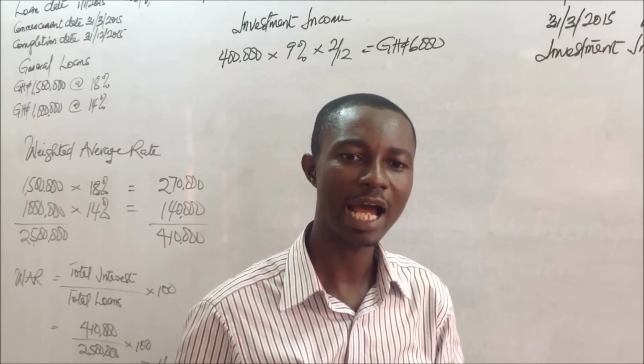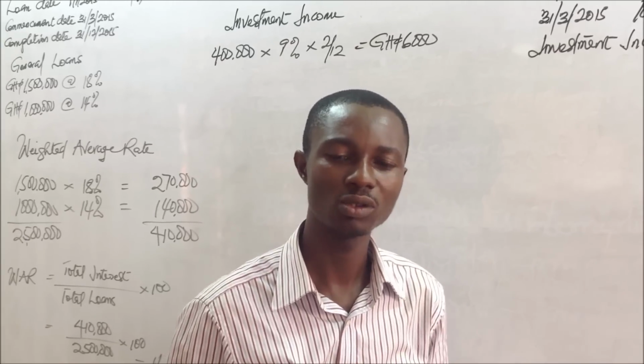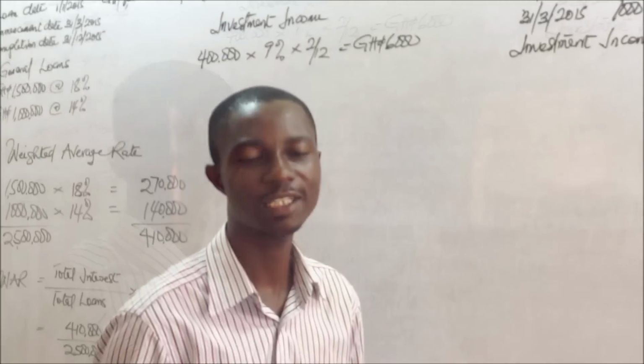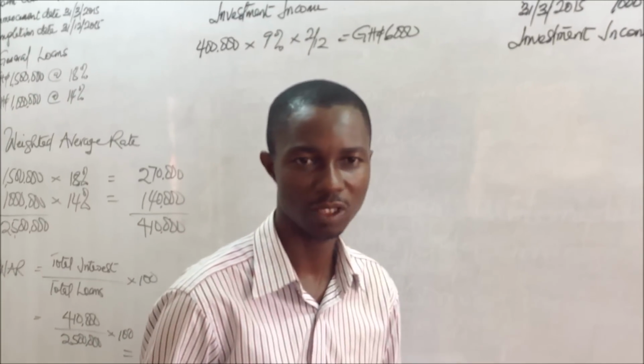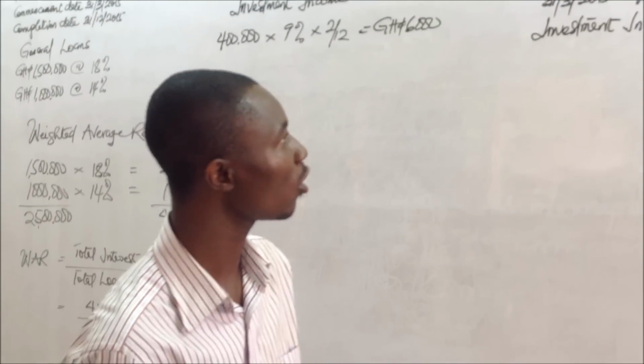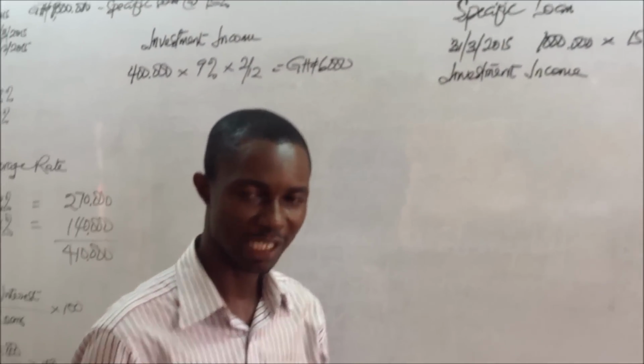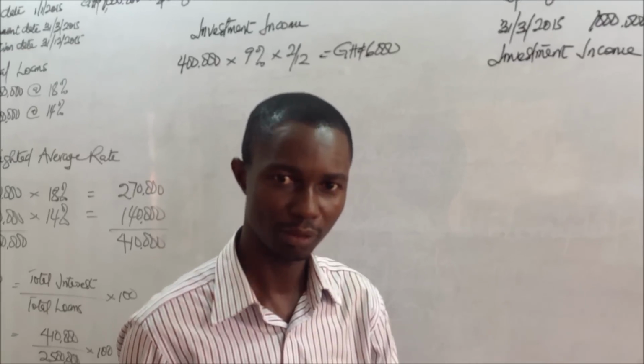We know that any amount that is used out of the general loans would have to attract a rate of 16.4%. On 31st March, we actually spent an amount of 600,000. Now, this 600,000 can all be said to have come from the specific loan. So it means that on 31st March, we didn't use any funds coming from the general pool of loan.